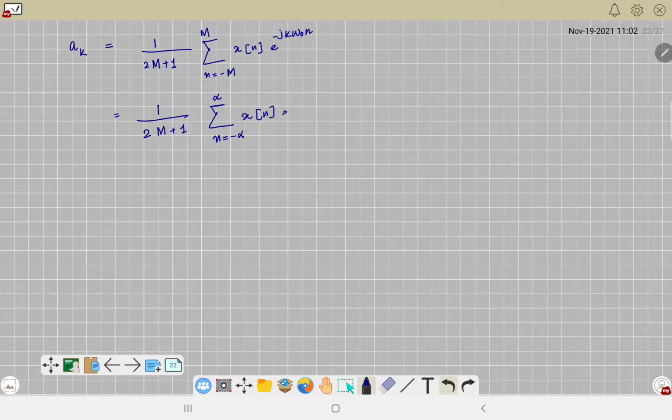X of n e raised power minus j k omega naught n, right? Since x of n is defined only from minus M to plus M, and outside this range the values are zero, I can extend the summation in a more general way from minus infinity to plus infinity, right? So let's call it 1, fine.